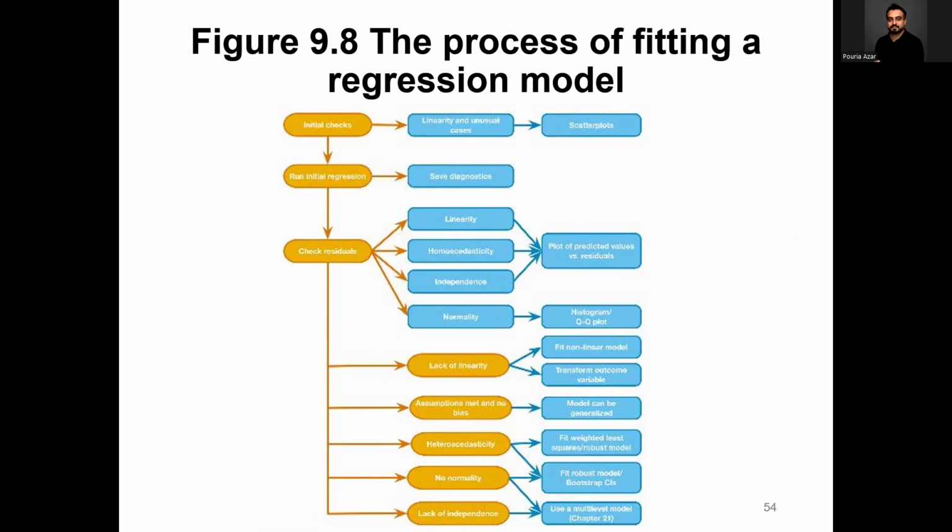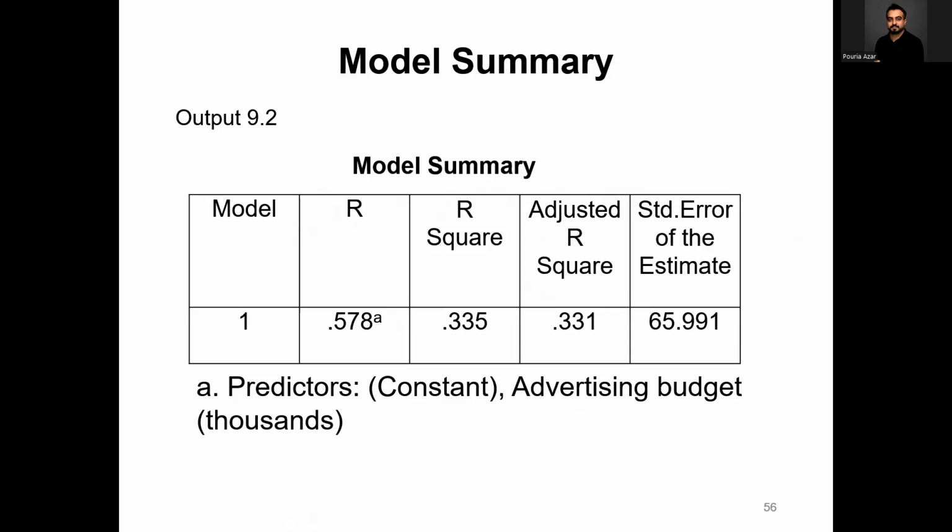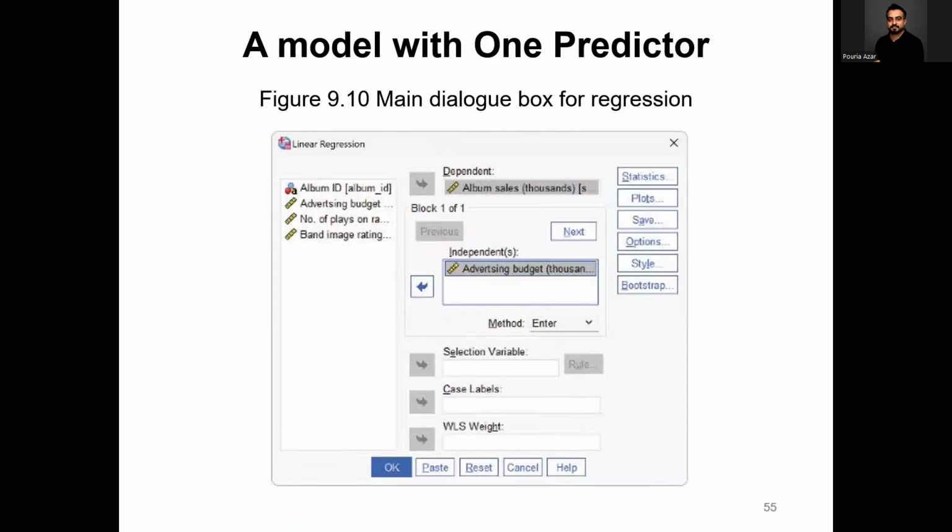And then we have to check for other assumptions like homoscedasticity, independence of error, normality of residuals using different methods. And then we can check the fit of the model. We can check the beta coefficients and all those things. So I'm gonna skip these slides because we are gonna use SPSS.